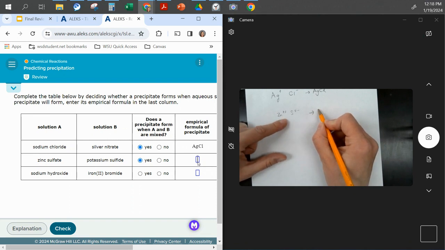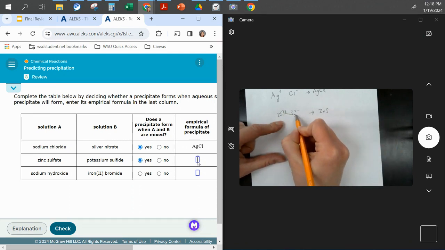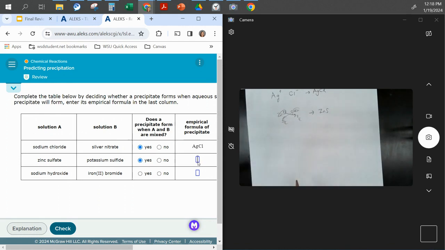This one's just 1 to 1, so ZnS. Or we can do this crisscross. We can say I need 2 sulfurs for 2 zincs, and then I can simplify to get 1 to 1. All right, ZnS.